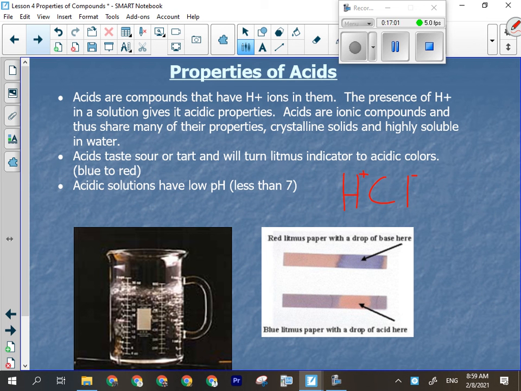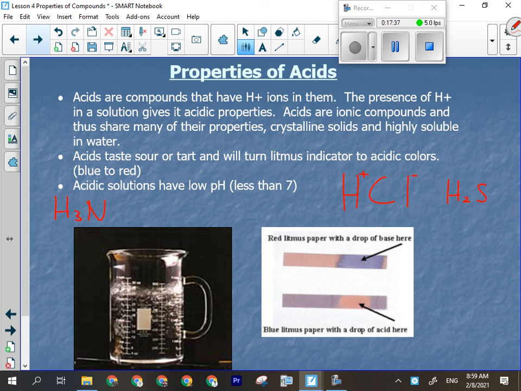So which would be stronger, HCl or H2S? Which one will give off more H plus when it goes into solution? H2S. Anytime an acid has lots of hydrogen to give away to the solution when it goes into solution, it will be more acidic.